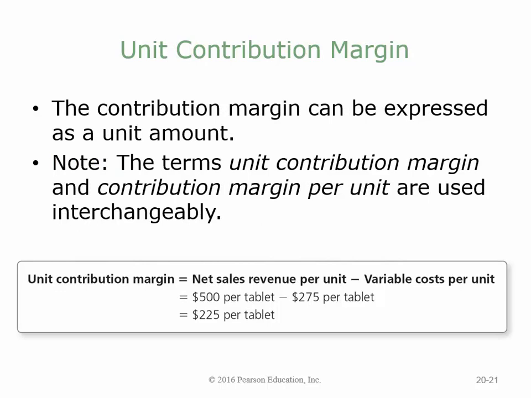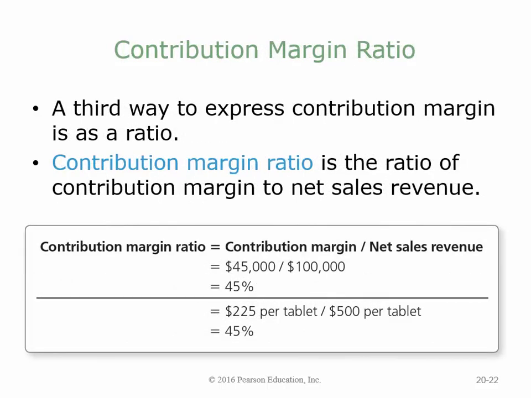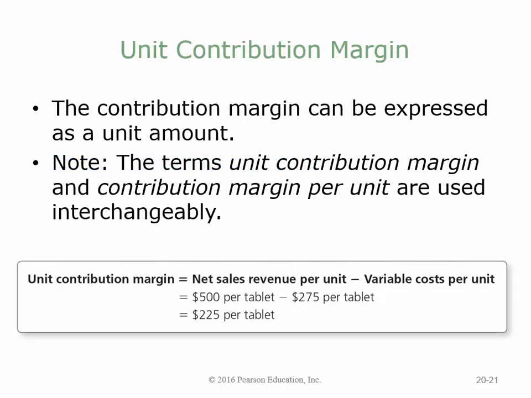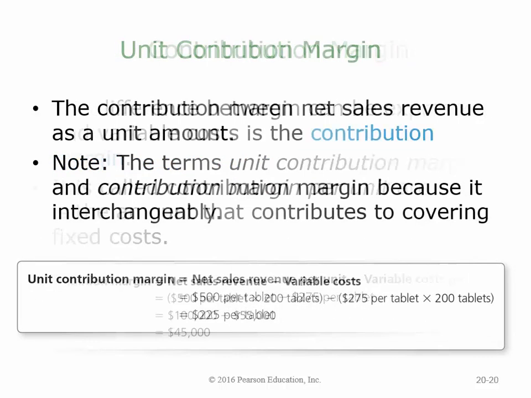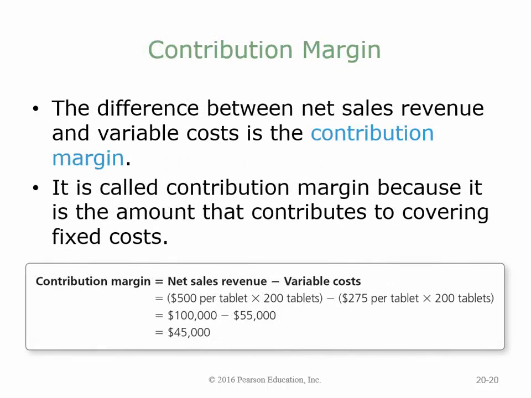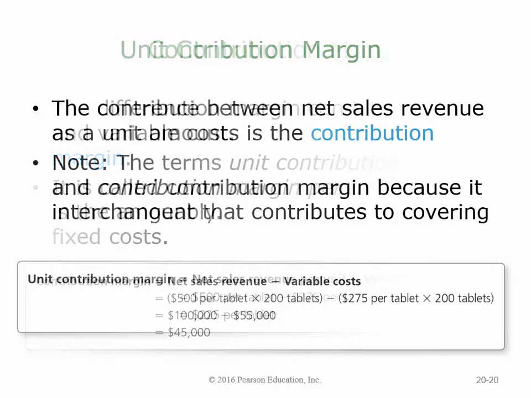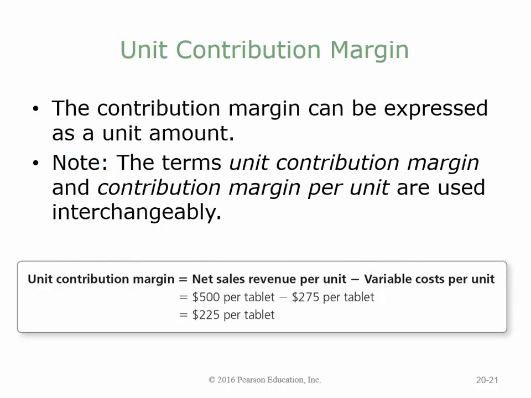So contribution margin can be expressed as a unit amount. So net sales per unit minus variable cost per unit gives us a contribution margin per unit. Okay. It can also be expressed as a ratio, where we take our contribution margin divided by our net sales revenue gives us a percentage. That's called the contribution margin ratio. So that's the three ways, I guess, that you can express it. You can do contribution margin just as a total amount, as a per unit amount, and as a ratio.